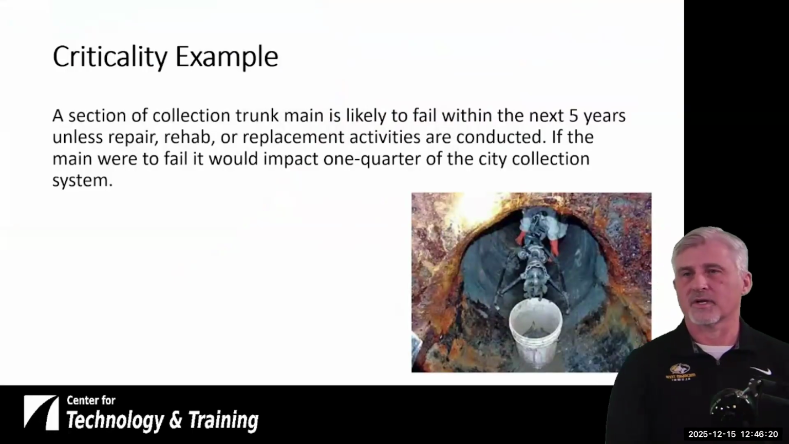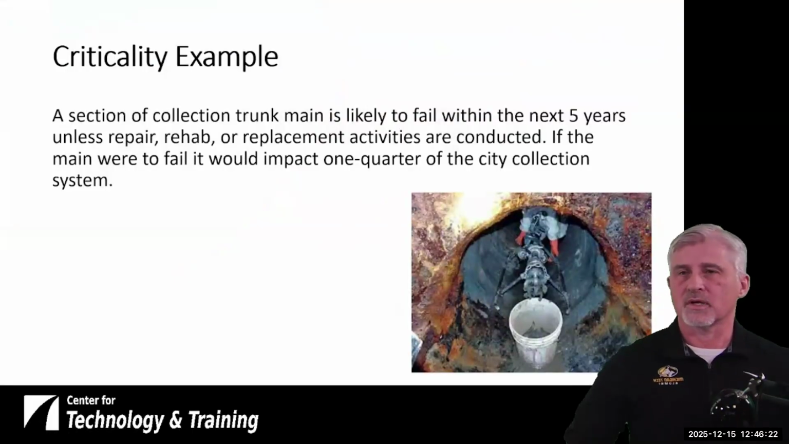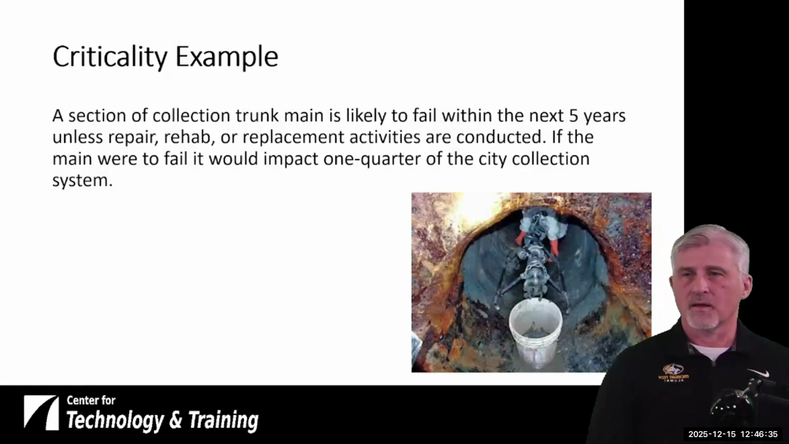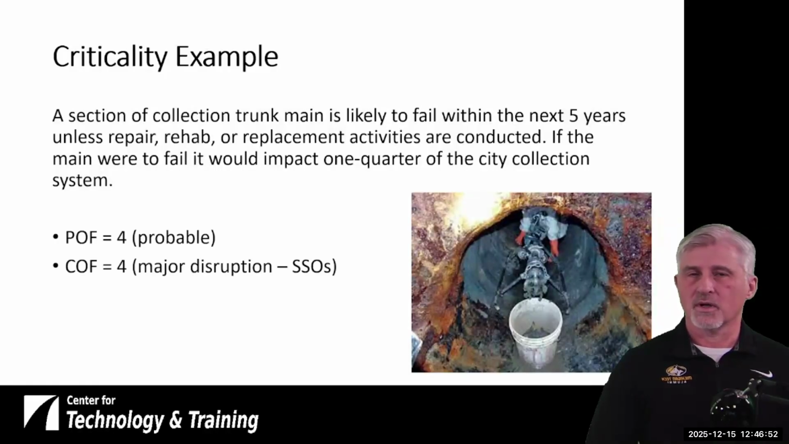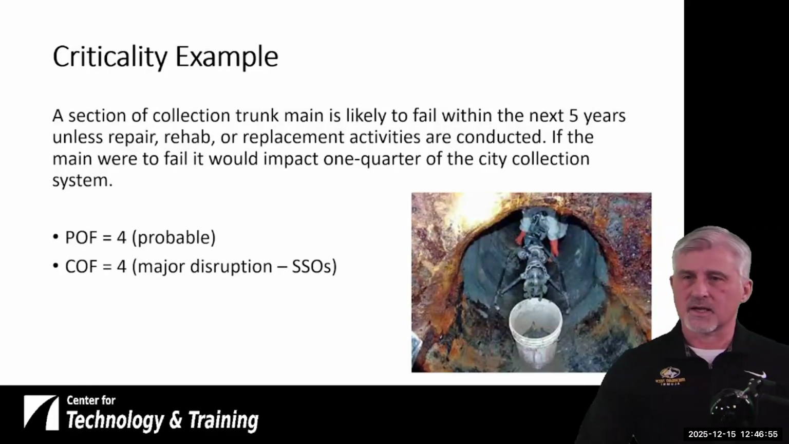So let's look at a criticality example. We've got a section of collection trunk main that's likely to fail within the next 5 years unless we fix it, unless we repair, rehab, or replace it. If the main were to fail, it would impact 1/4 of the city collection system. Okay, sounds like quite a bit to me. So we're going to give that a probability of failure because we know it's going to fail within the next 5 years. It's probable. We're going to give that a factor of 4. And then what's the consequence of failure?